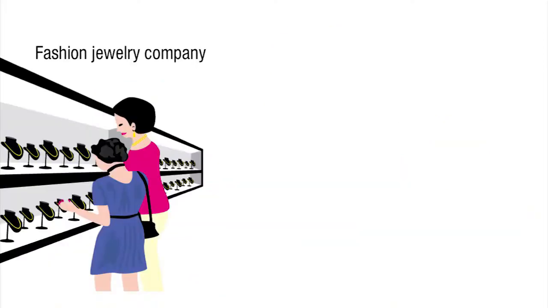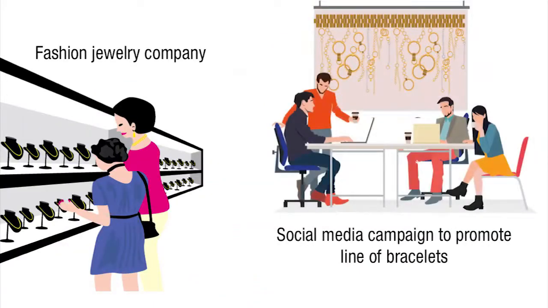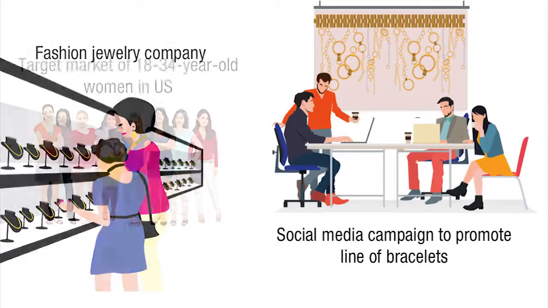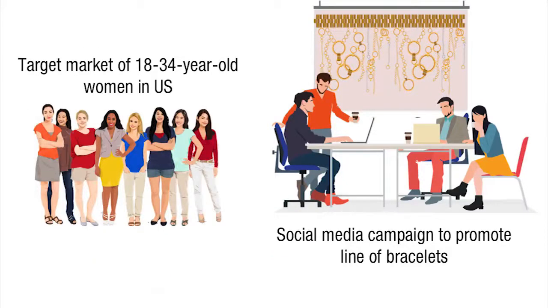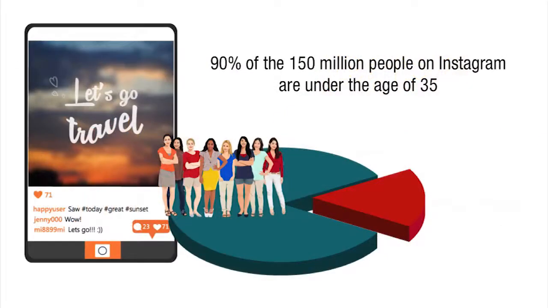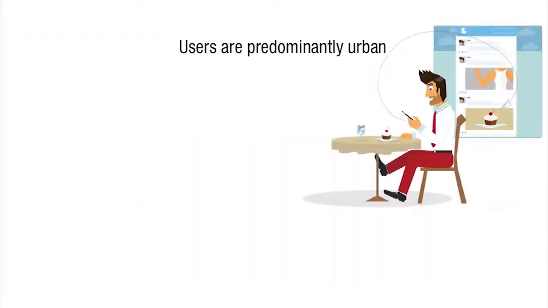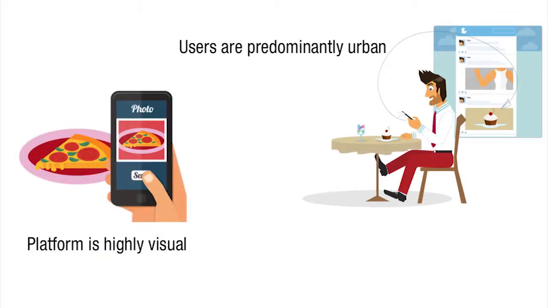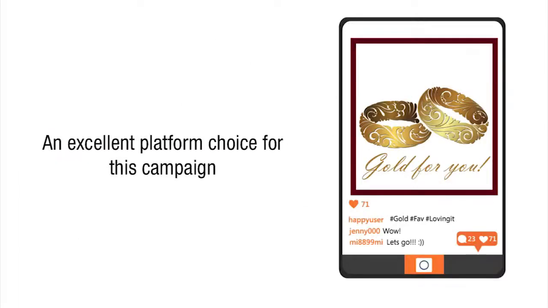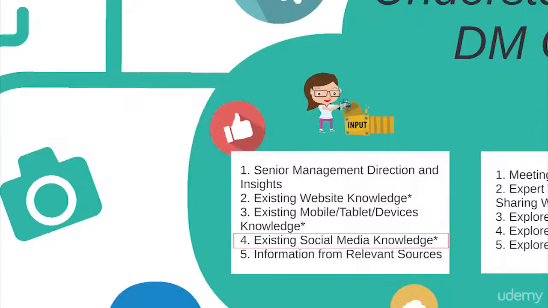A fashion jewelry company may want to run a social media campaign to promote its newest line of bracelets to its target market of 18 to 34-year-old women in urban cities in the United States. The company understands that 90% of the 150 million people on Instagram are under the age of 35. Furthermore, Instagram users are predominantly urban, and the platform itself is highly visual, which makes it an excellent platform choice for this campaign. Information from relevant sources is the next input.